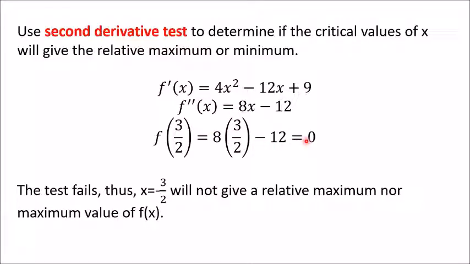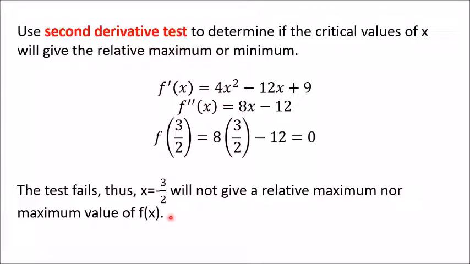Okay. Doon nga sa ating rule kanina, kapag hindi siya less than or greater than 0, kapag exactly equal to 0, the test fails. The second derivative test fails. It means that yung x equals 3 over 2 will not give a relative maximum nor minimum. Hindi natin malalaman.